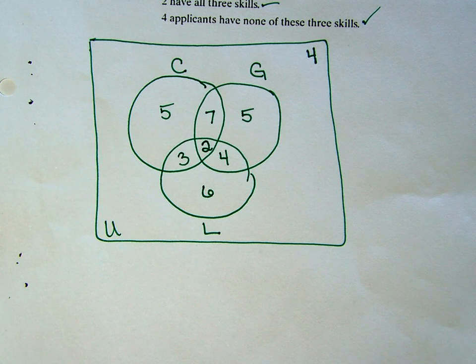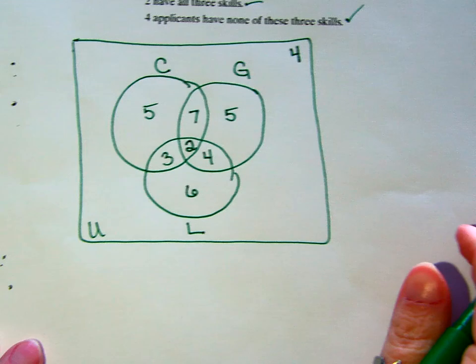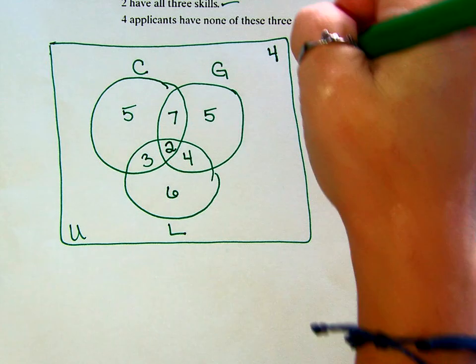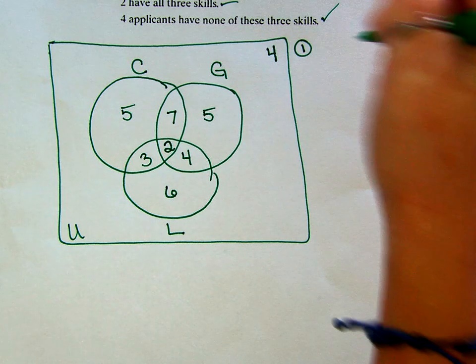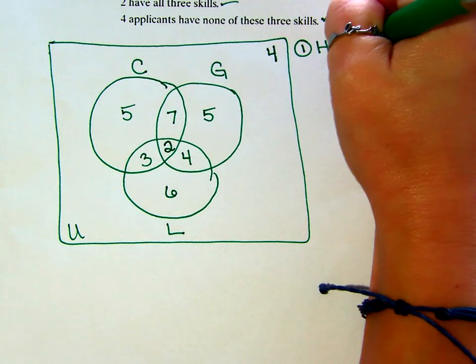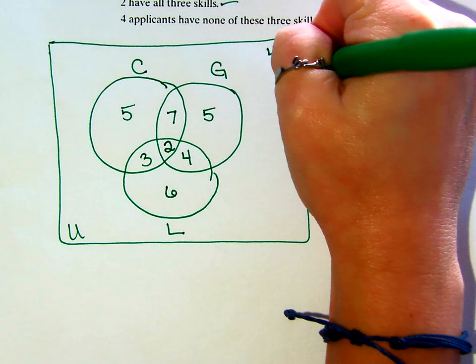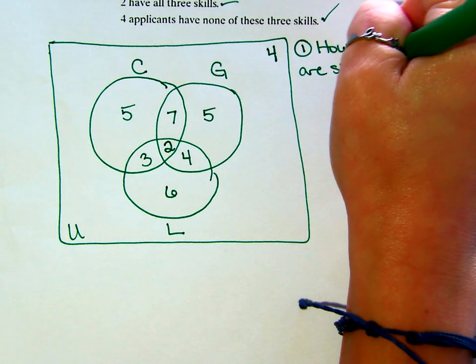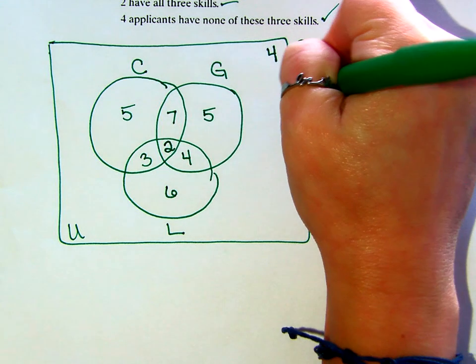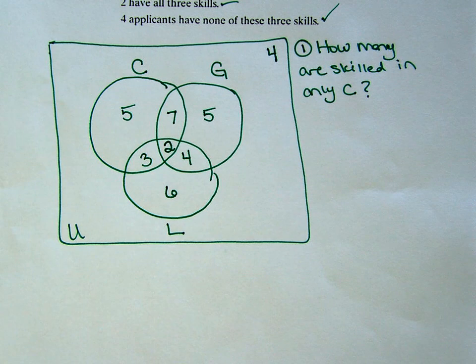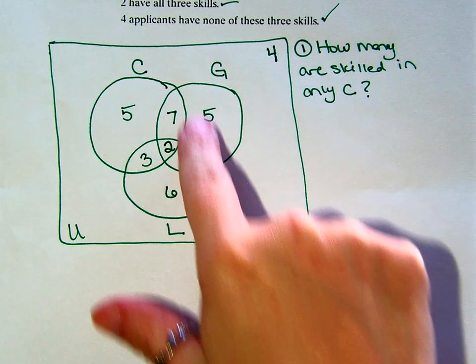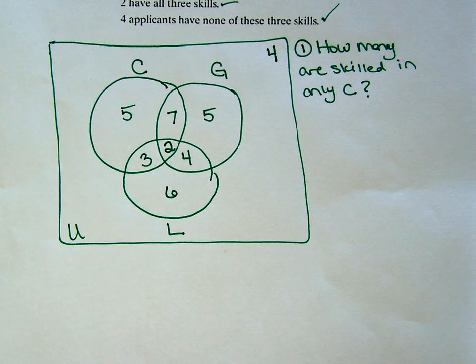So now, what are the questions that could be asked? I meant to have these typed up on a page, but I do not. So question number 1 asks, how many are skilled in only copywriting? So how many are only skilled in copywriting, not skilled in anything else? 5. That's right. It's this number over here. We're not going to say 17 because all of these people are skilled in something else. So it's 5.